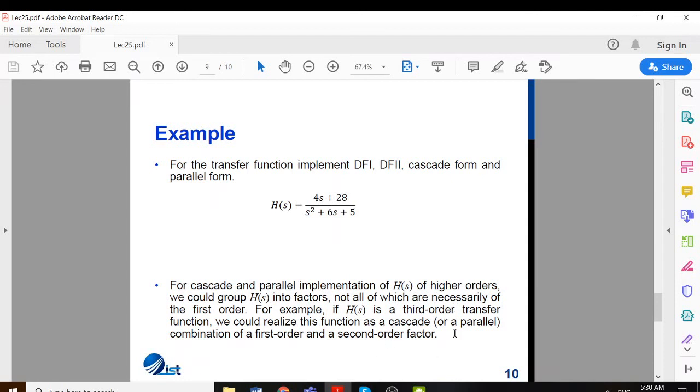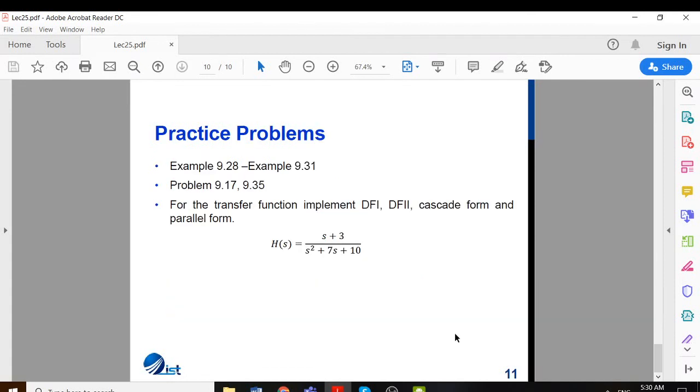I can ask you to implement the system as a cascade of two systems only, and it's a fourth order system. So you'll be making it as a cascade of two second order systems. Okay. These are some practice problems which you have to do.